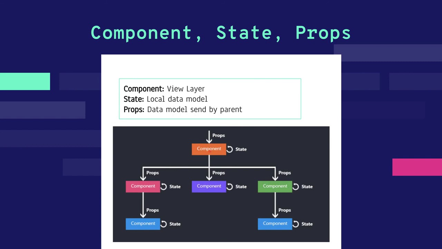Now a component can again contain multiple components, and this particular header component can pass its own state or props as props to its child component. So basically data is driven from parent to child in a props fashion, and each of these components can maintain their own state. As simple as that, right?